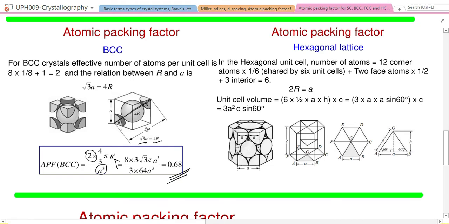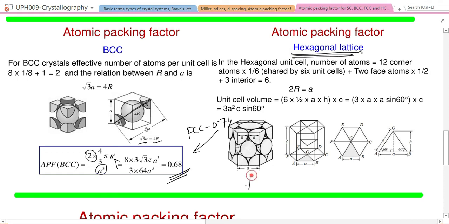0.68. So that means in BCC system, the atoms are slightly less closely packed compared to FCC. So in FCC it's 0.74 and BCC it's 0.68. So that's slightly less. Let's see what it is in case of hexagonal lattice, hexagonal close packed system.